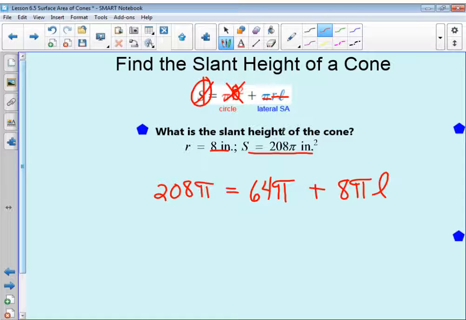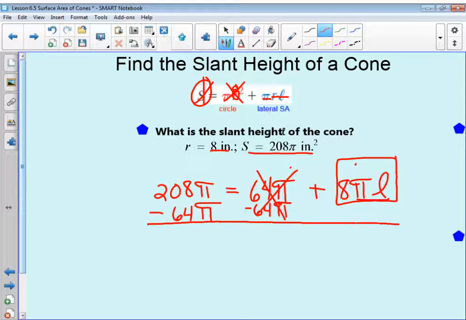Second step, work to isolate. We can't put these two together because they are not like terms. They don't end exactly the same, right? So we want to get this to stay by itself because that's the one that has the unknown term of L, that slant. So we want to get rid of that 64 pi. Right now it's a positive 64 pi, so we're going to subtract 64 pi from both sides, like terms, minus 64 pi.